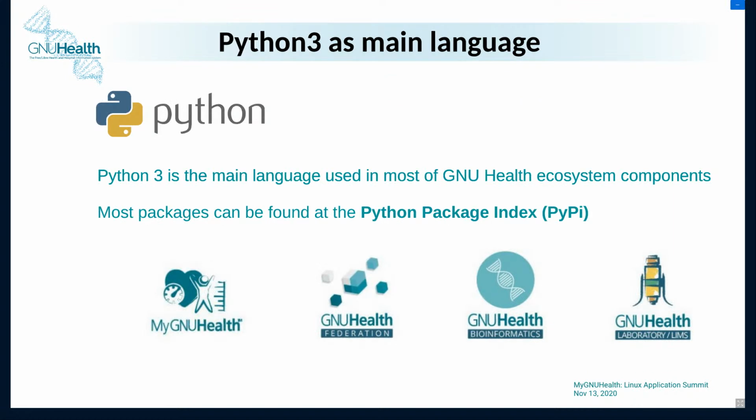So Python 3 is the main language, as I just said, and most of these components you can find today at the Python Package Index, PyPI. And again, as with many others, you can find Thalamus, or all this stuff related to bioinformatics at PyPI too.